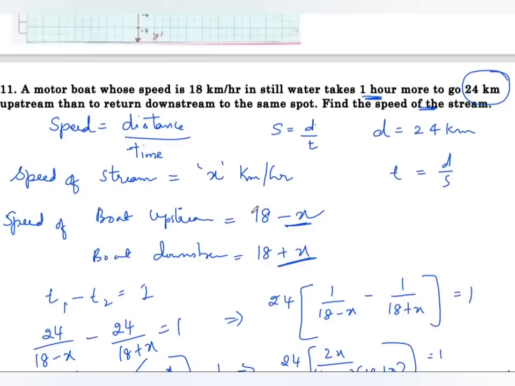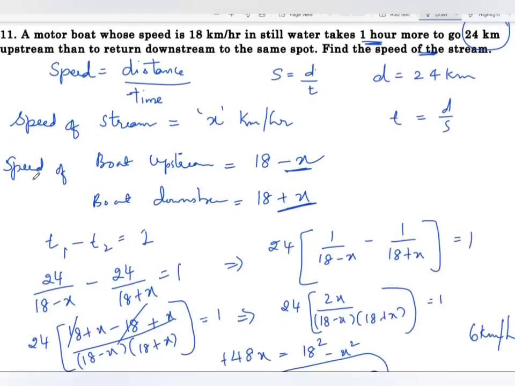When you are traveling from your home to school, the distance will be the same, but the speed at which you travel will vary day by day. Here d equals 24 kilometers. Let the speed of the stream be x kilometers per hour. The speed of the boat upstream, going from the lower point to the higher point, will be reduced, that is 18 minus x.